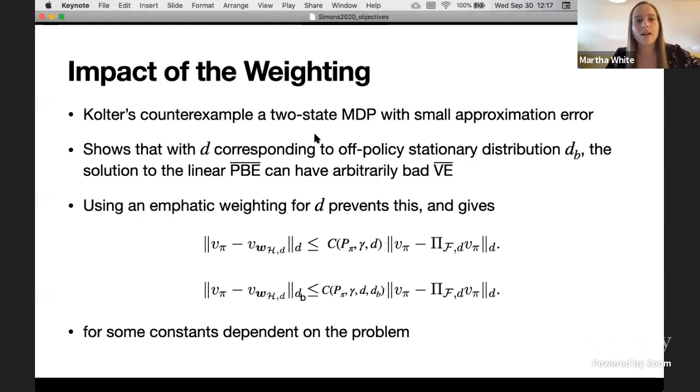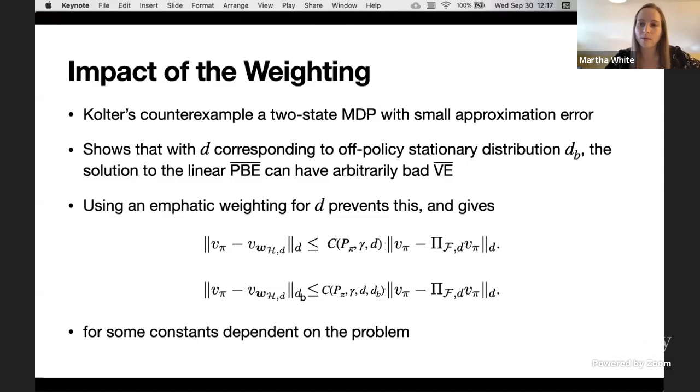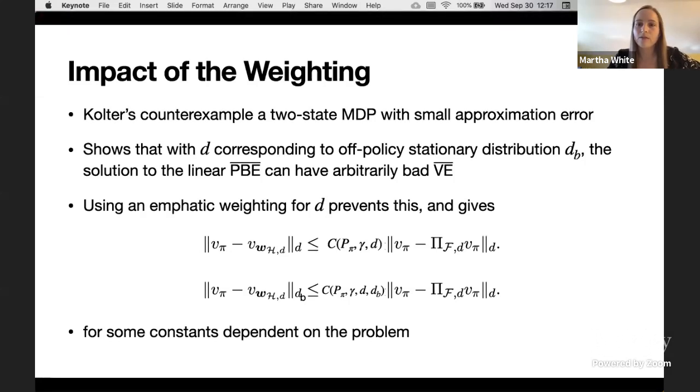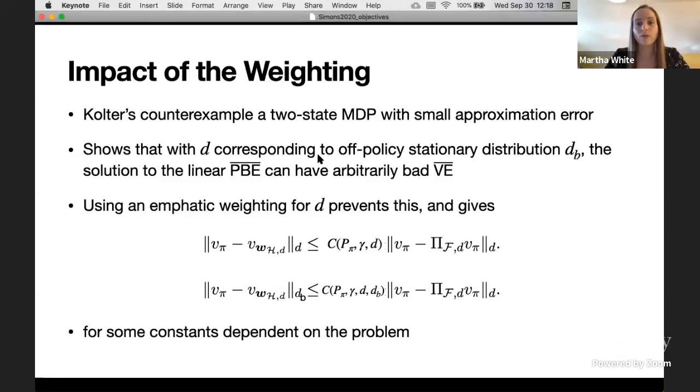There's this really beautiful counterexample from Zico Kolter, where it just takes a very simple two-state MDP. It has very small approximation error. So the value function space that you have can actually very nearly approximate the true v pi. And what he shows is that if you take a D that corresponds to the off-policy stationary distribution, let's call it d_b, then the solution from the projected Bellman error can have arbitrarily bad value error. So even though you're weighting the value error by d_b, you go and compute the optimal projected Bellman error solution, also weighted by d_b, you can make that number shoot off. You can make the value error get worse and worse and worse by making some choices in your behavior. It's a pretty cool counterexample.